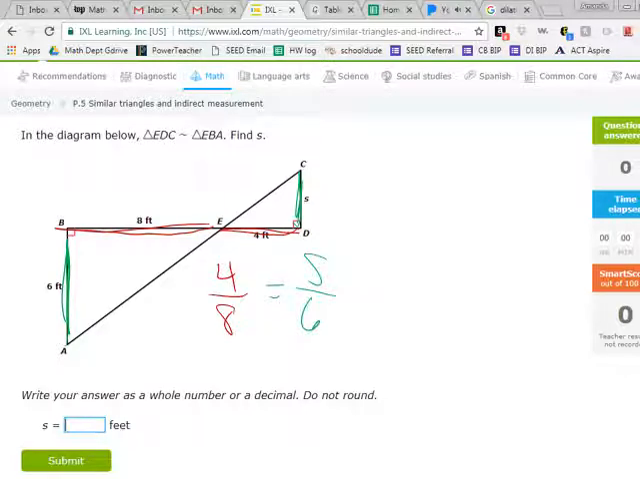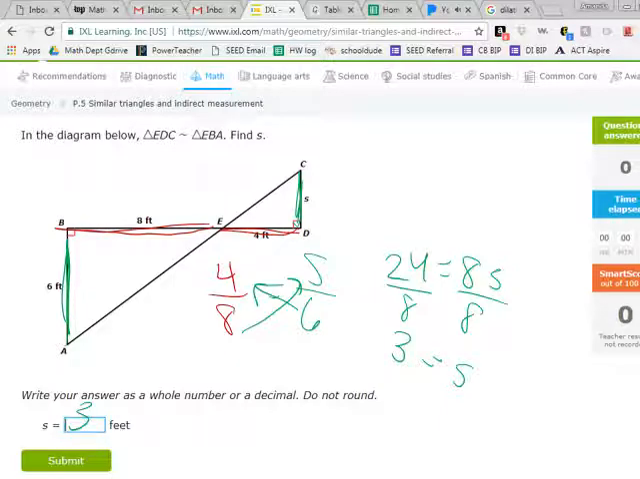Now again, just like we did in the video from 6.1, we're going to cross multiply. So that's going to go with that. That's going to go with that. So 24 is going to equal 8S. Divide both sides by 8. And S is going to be 3. So S is 3 feet.